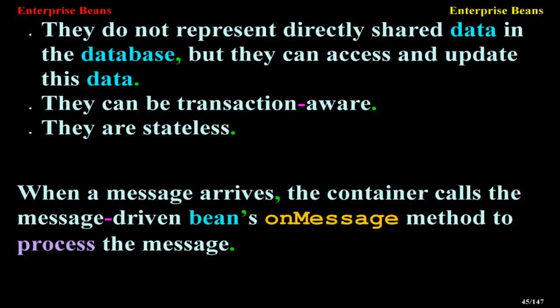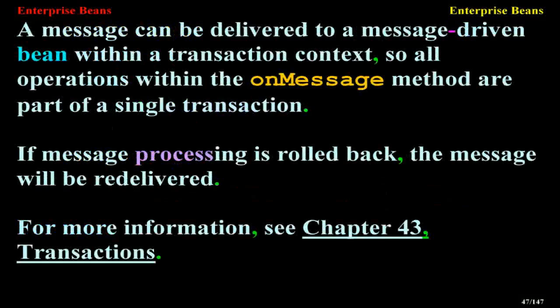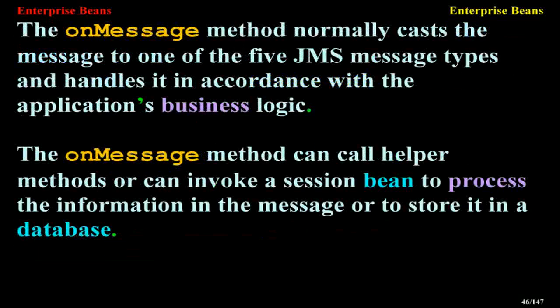When a message arrives, the container calls the message-driven bean's onMessage method to process the message. The onMessage method normally casts the message to one of the five JMS message types and handles it in accordance with the application's business logic. The onMessage method can call helper methods, or can invoke a session bean to process the information in the message or to store it in a database.